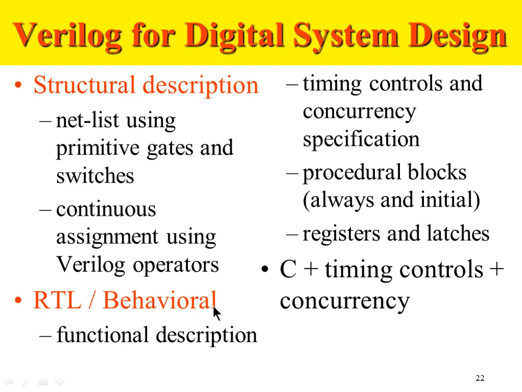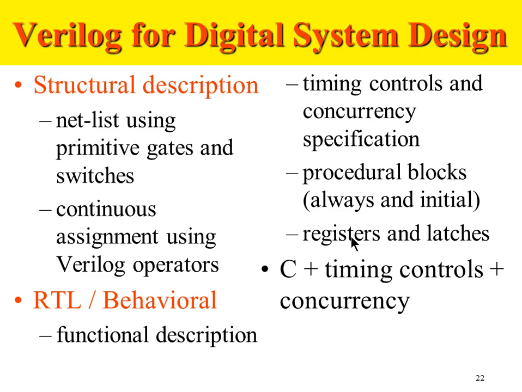To do this, functional description and concurrency specifications, we have something called procedural blocks. There are two types of procedural blocks in Verilog: the always block and the initial block. We'll see what this means. And obviously, there are registers and latches. These are examples of sequential logic.